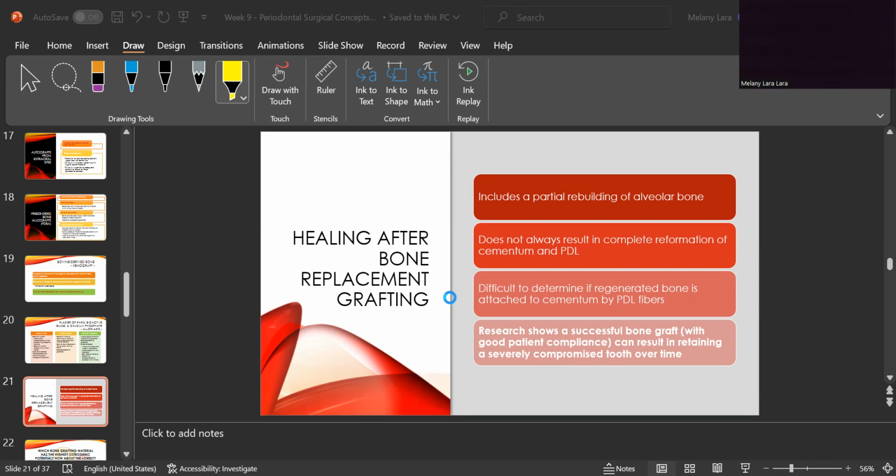So any questions on that healing there? Okay. So are you for sure able to definitively say that PDL fibers are embedding into bone? No. Okay. We can't definitively tell that. The reason being is the only way to tell if the PDL fibers embed into the newly formed bone is through histological analysis. And if we're doing histological analysis, that requires removing the tooth and looking at another slide, which is not really feasible in research. So that's why it's difficult to prove if there's PDL attachment there. Okay.